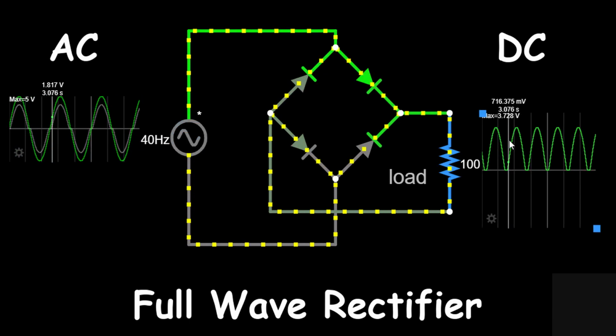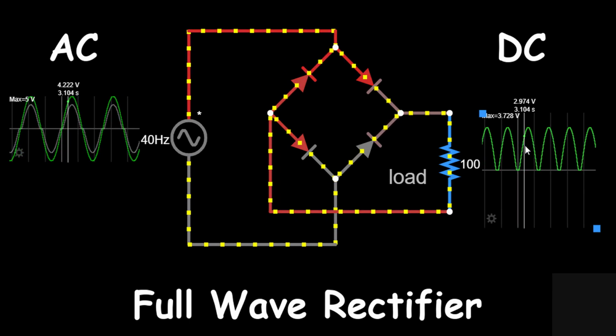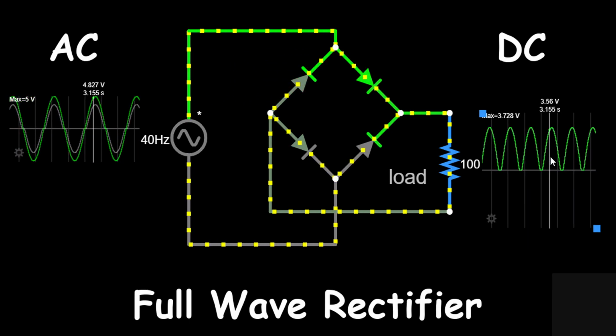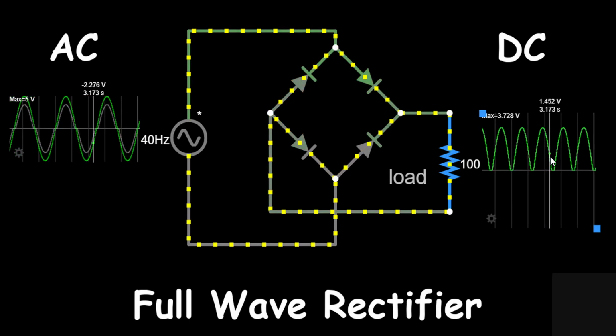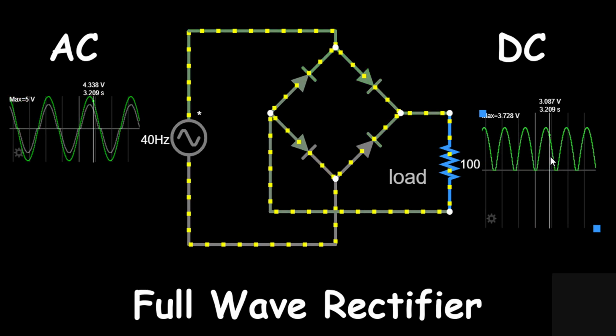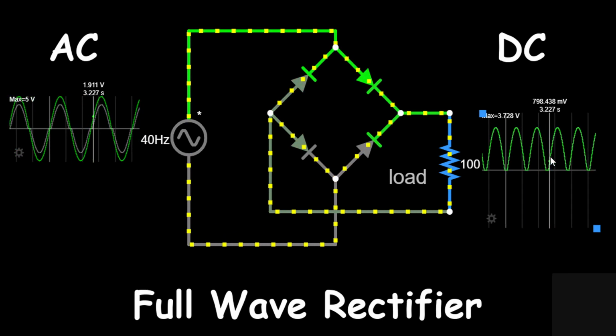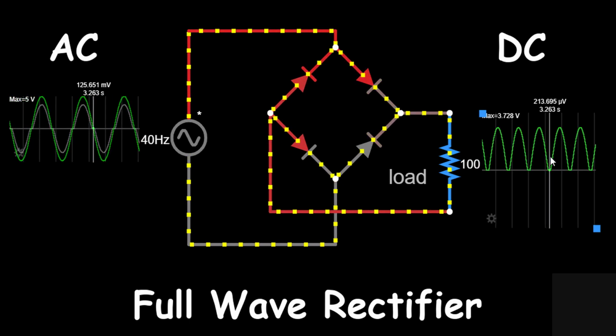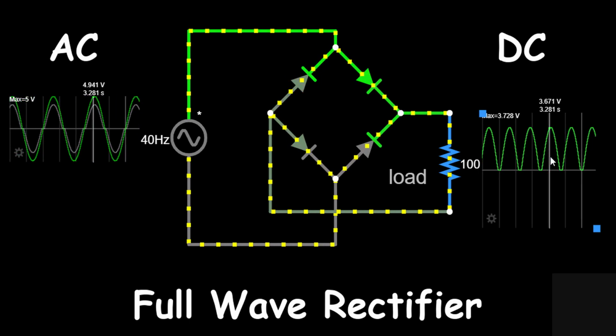Output waveform. On the right side of the screen, you see the rectified output waveform across the load resistor. This waveform is now pulsating DC with peaks at approximately 3.728 volts, and it oscillates at 80 Hz due to full wave rectification. Conclusion. A full wave rectifier efficiently converts an AC input into a DC output by using both halves of the AC cycle.